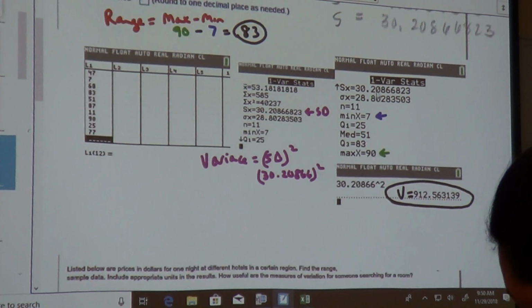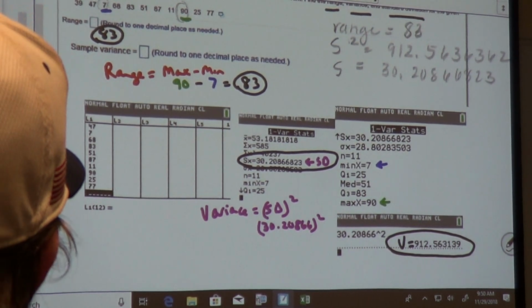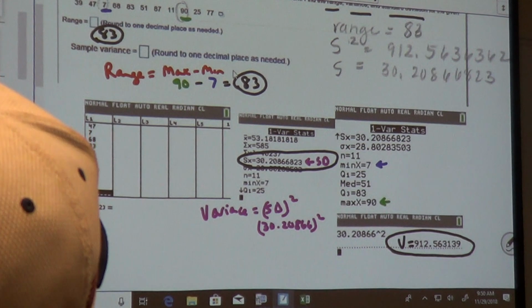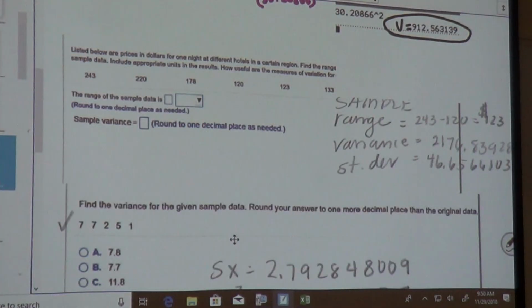So they had a couple of things. They wanted to know what is the range. My range is 83. They wanted to know for this one what is my standard deviation. And then finally they wanted to know what is my variance. Cool? And on your homework, I put several of these. So here's another one.